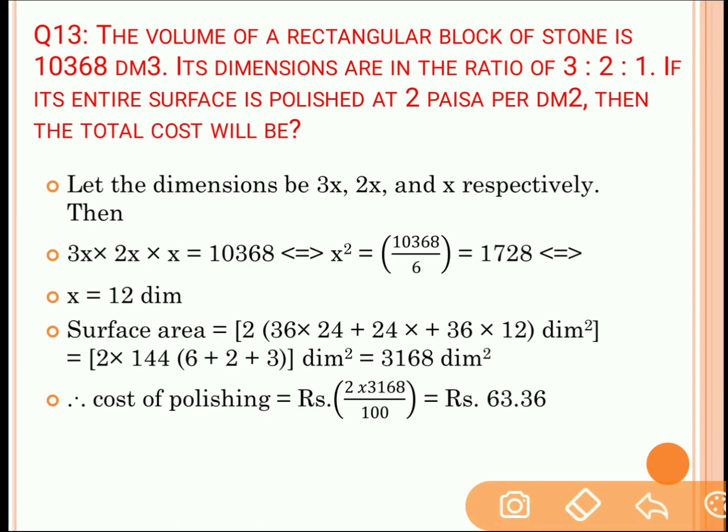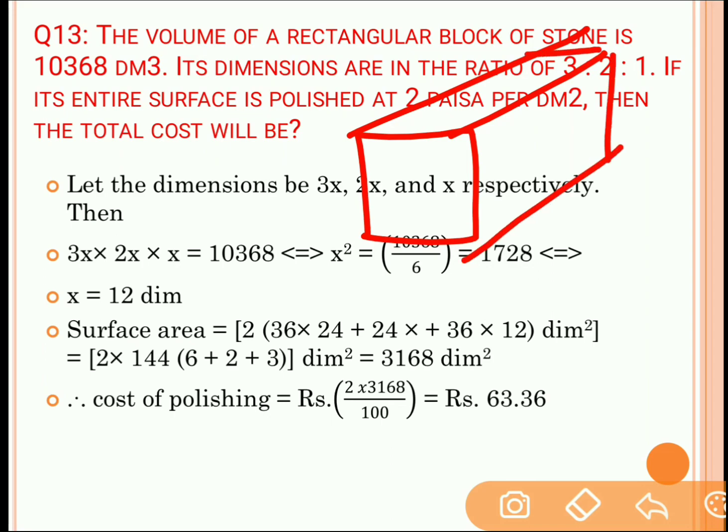Question 13. The volume of a rectangular block of stone is 10368 dm cube. If the dimensions are in ratio 3:2:1, and if the entire surface is polished at 2 paisa per dm square, then what is the total cost? So in this question, there is a rectangular block whose volume is given, and the dimensions are in ratio 3:2:1 and the entire surface is polished.